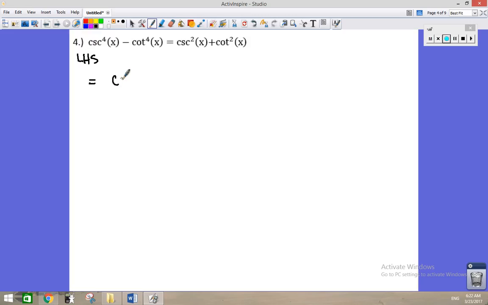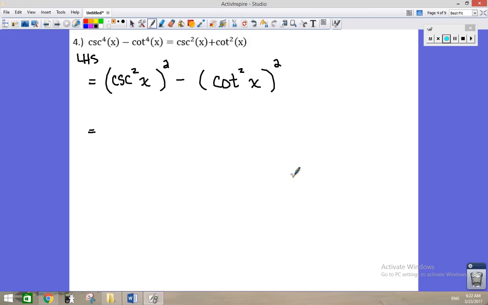I don't know if this is going to work out or not, but to think of this cosecant to the fourth power as cosecant squared of x, and that whole thing squared, minus, and the same idea, cotangent squared of x, squared. So I do have a cosecant squared and a cotangent squared. All right. Now I have my Pythagorean identities, and let's see what that could yield.